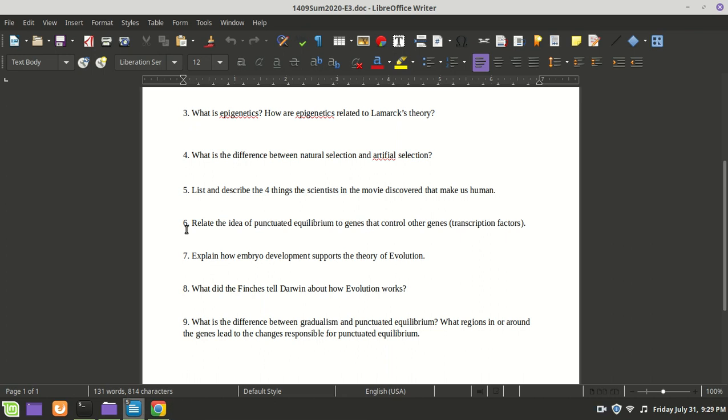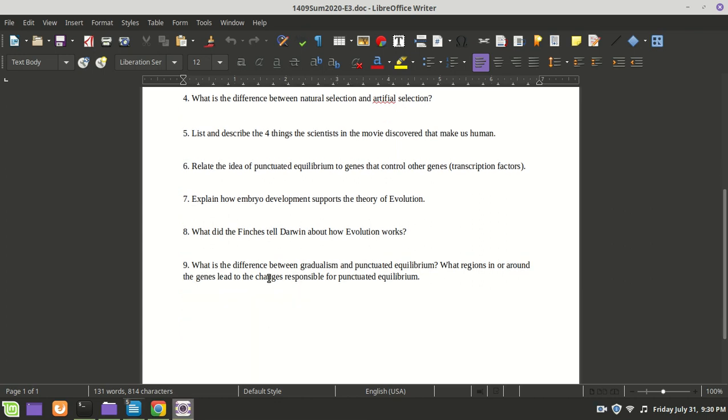Number 8, what did the finches tell Darwin about evolution? There's a great deal about finches in the movie, so go to the movie and watch the part on the finches. That's what I'm looking for. Talking about, why did they have the different beaks? That's essentially what we're asking.